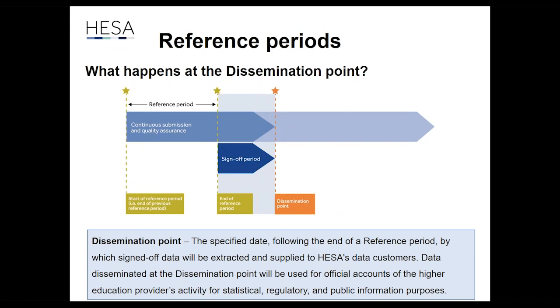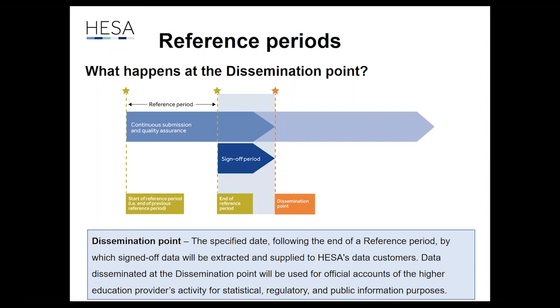So once you've signed off the data, as I said, we have this dissemination point. And this is the specified date following the end of a reference period by which signed off data will be extracted and supplied to HESA's data customers. Data disseminated at the dissemination point will be used for official accounts of the higher education provider's activity for statistical, regulatory and public information purposes. So those are a lot of the same purposes that you use for your data now. It is sent to your funding council for their regulatory and monitoring, and also goes into HESA's publication.